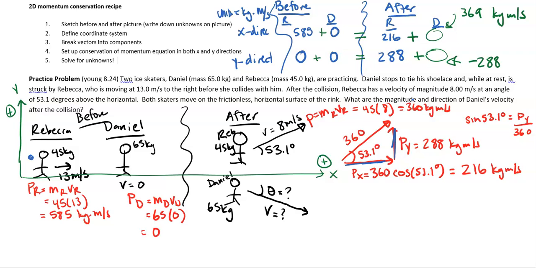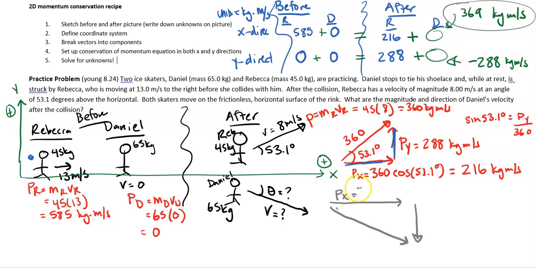Okay. So now that we have Daniel's both X and Y momentum afterwards, let's go ahead and draw that into our picture. So we know Daniel is down here. This is our friend Daniel. His X momentum is whatever we got here on the table, 369 kilogram meters per second. His Y momentum is negative 288 kilogram meters per second. And we know it's a right angle between the X and the Y.